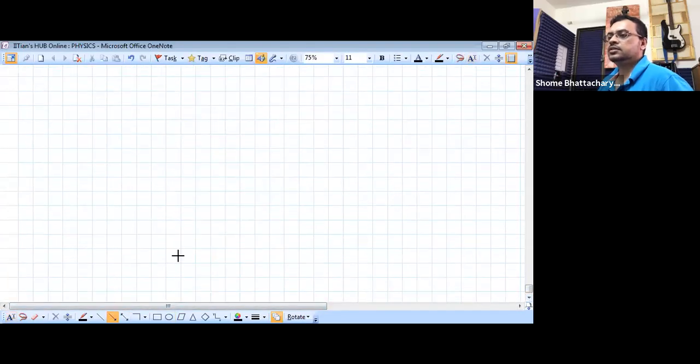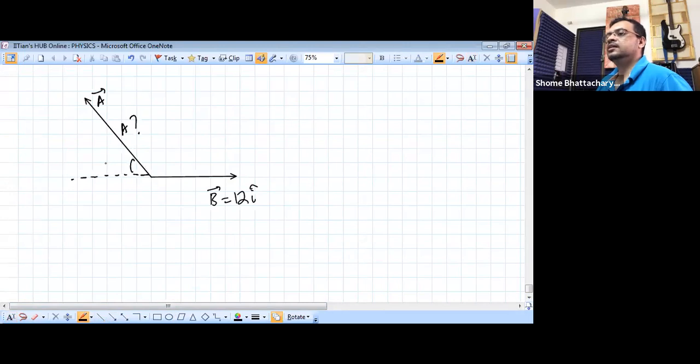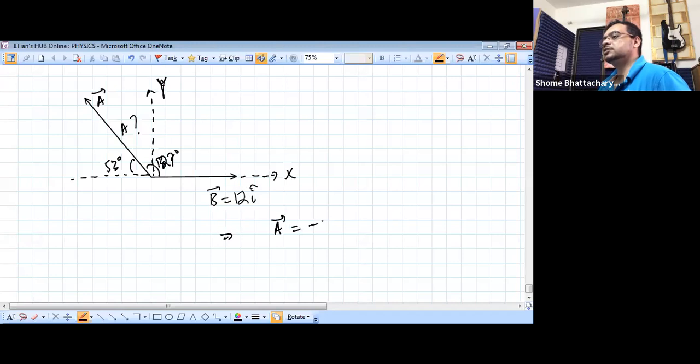See, Arvinda, what's happening in that question is, your vector B was 12 I cap, okay. And vector A was of unknown magnitude. The angle was 53, so this angle is 127 with the x-axis, like this. This is the y-axis, this is the x-axis. So now the vector A was minus 3 by 5 times this magnitude I cap plus 4 by 5 times this magnitude J cap, whereas the vector B we've already seen is 12 I cap.